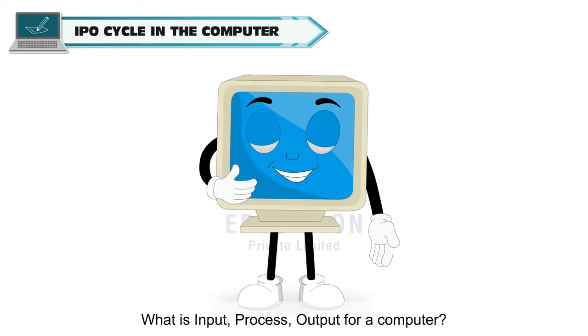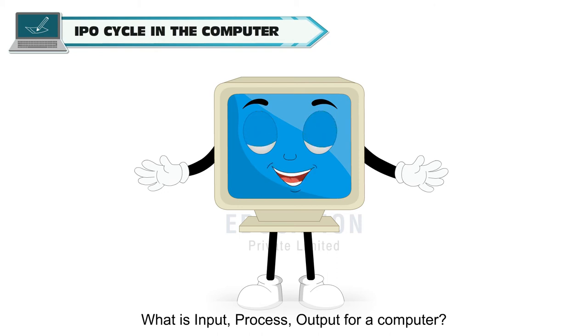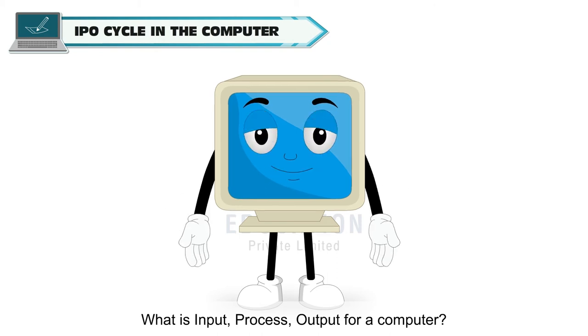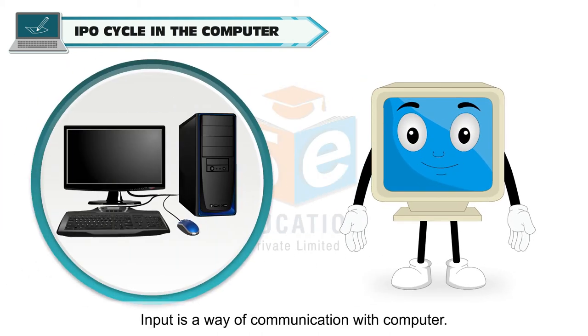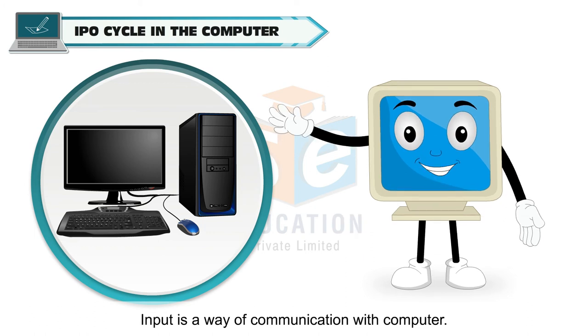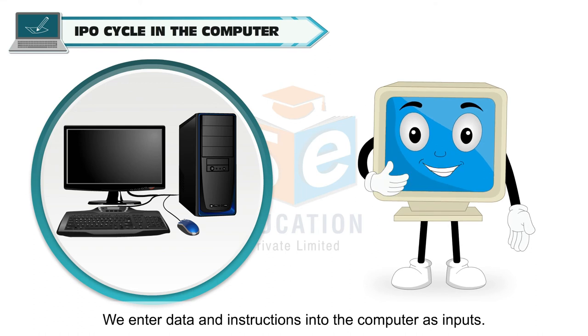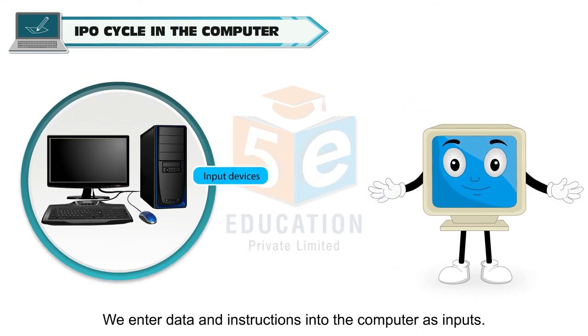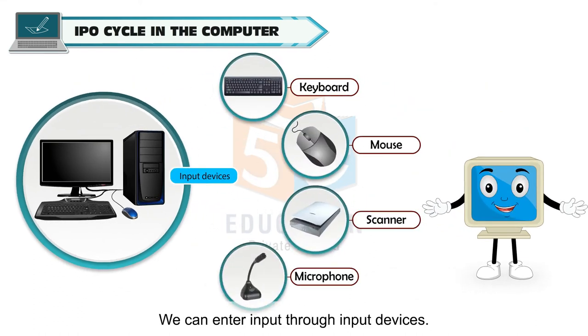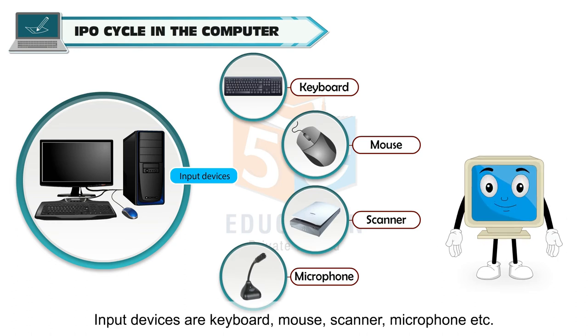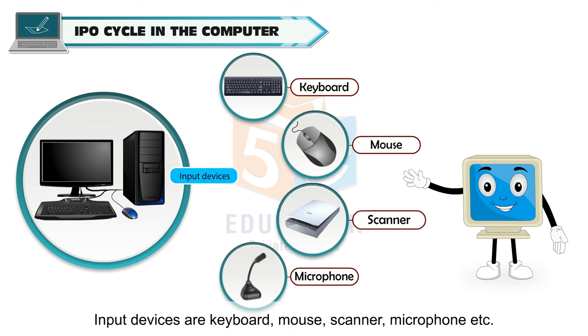What is input process output for a computer? Input is a way of communication with computer. We enter data and instructions into the computer as inputs. We can enter input through input devices. Input devices are keyboard, mouse, scanner, microphone, etc.